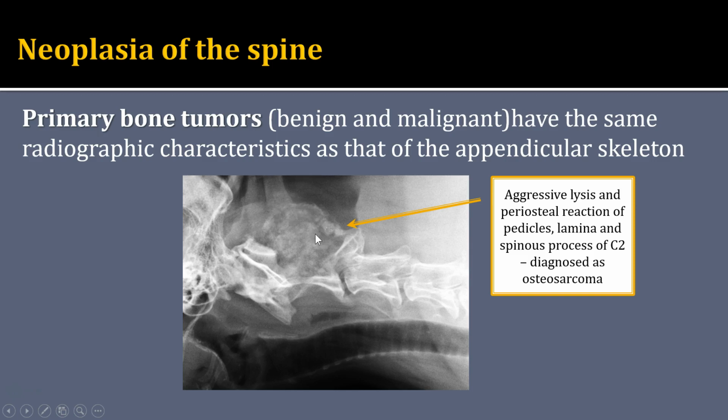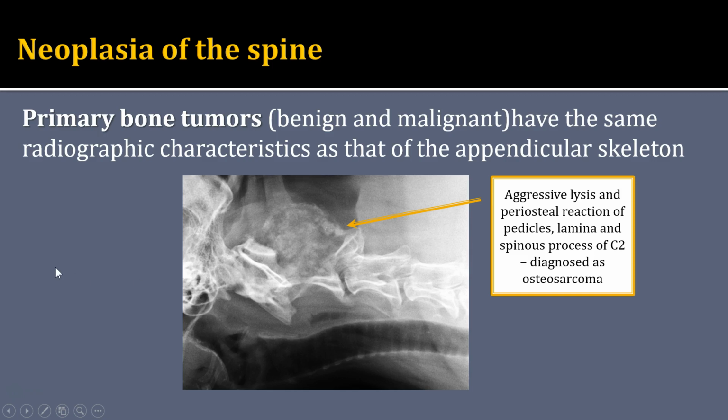If you notice, the dorsal lamina and the spinous process have severe moth-eaten lysis and some amorphous periosteal reaction. The lysis and periosteal reaction extend down into the pedicles and even potentially down into the body. And so this is a very aggressive looking lesion, and we're talking about neoplasia now. So this is very typical of what a primary bone tumor might look like.